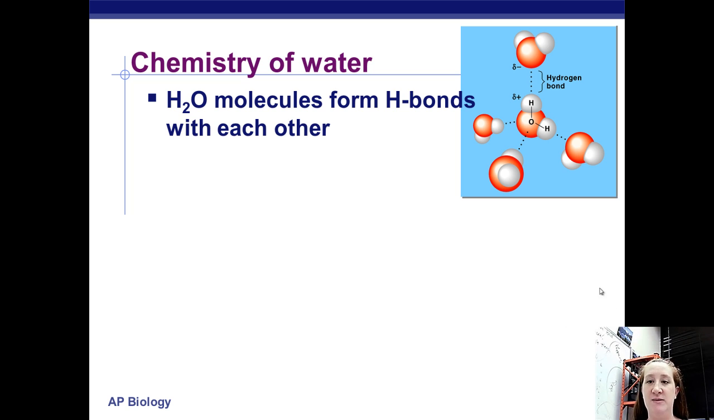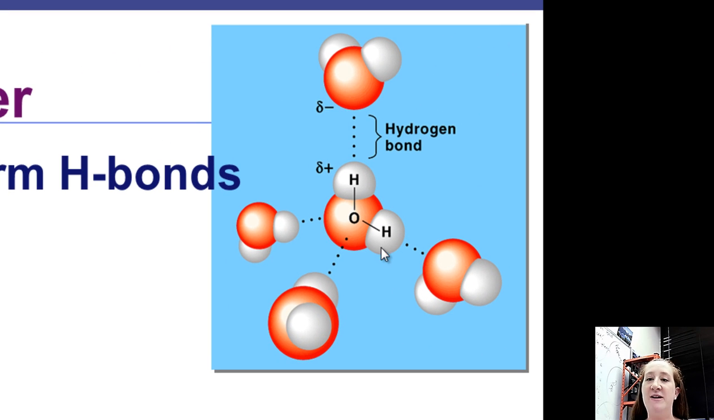So let's remember back to polarity. If you remember back to polarity, it means that the atoms within a molecule share their electrons unevenly. Oxygen is really electronegative. It has a very high attraction to electrons. So as the electrons are spinning around this molecule, they're going to spend more time by the oxygen atom than by the hydrogen atom. That makes the oxygen atom partially negative and hydrogen partially positive. Well, what happens to positives and negatives? They're attracted to each other, and that's a hydrogen bond.